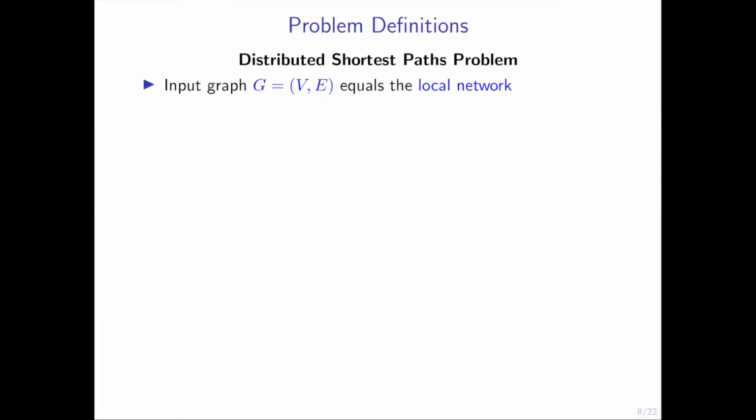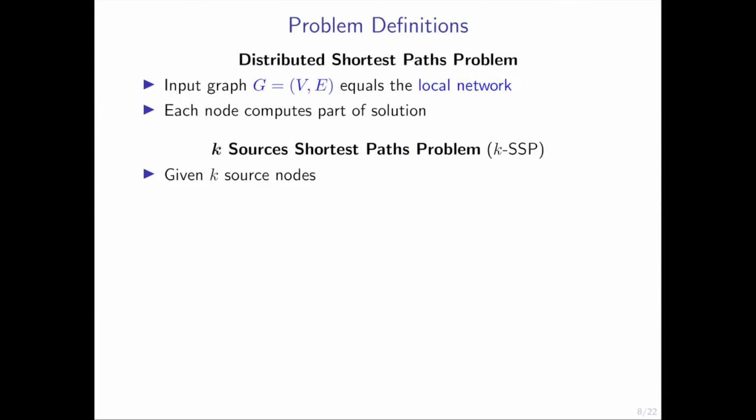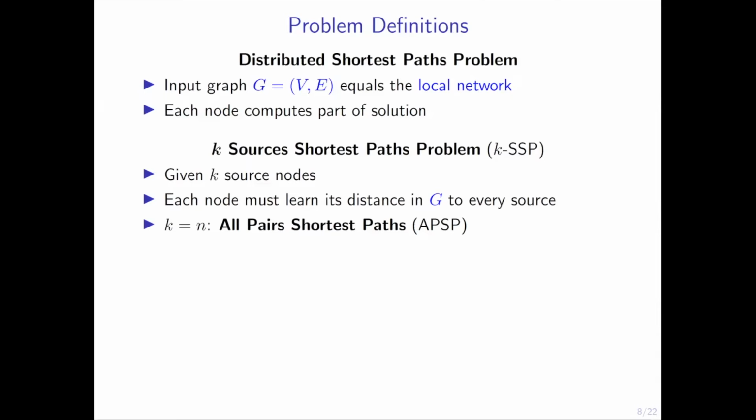So next I want to talk about the problem that we're actually solving. So in the distributed shortest path problem, we consider our local communication network as our input graph. And each node is supposed to compute part of the solution, and what this solution looks like, for instance, in the so-called k-sources shortest path problem, is that we're given k distinct source nodes, and each node must learn its distance to every source. For k equals n, we have the so-called all pairs shortest paths problem. And for k equals 1, we have the single source shortest paths problem.